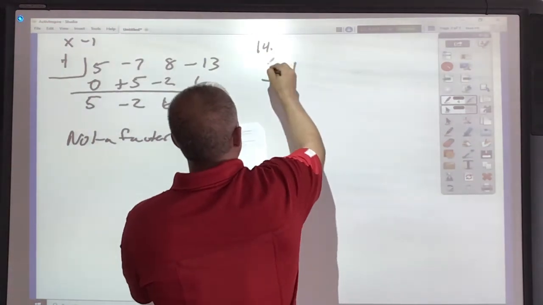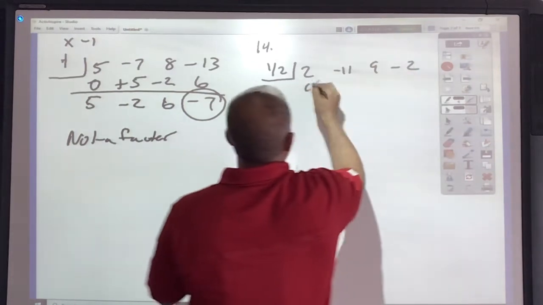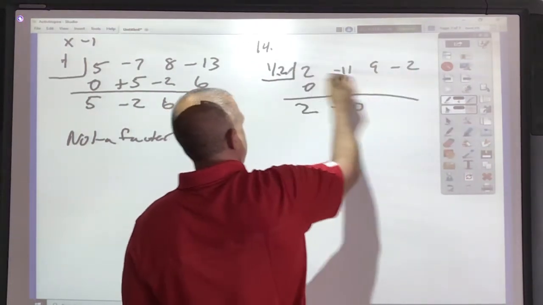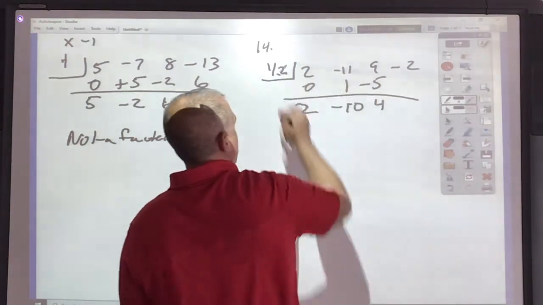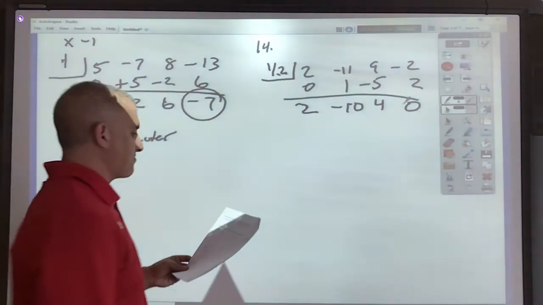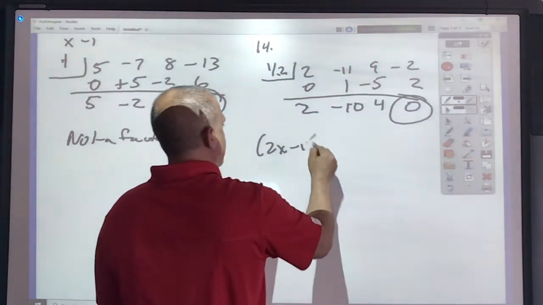All right, let's look at 14. In there would be a half. So 2, -11, 9, -2, 0, that's 2. 2 times 1 half is 1. That'd be -10, that'd be -5, which is 4. That'd be 2, and that'd be 0. Now, because that's 0, basically 2x minus 1 is a factor.